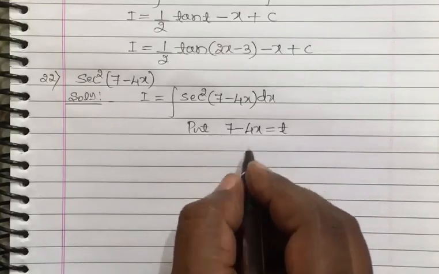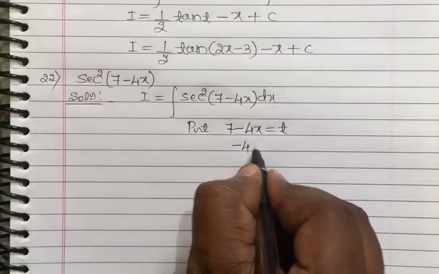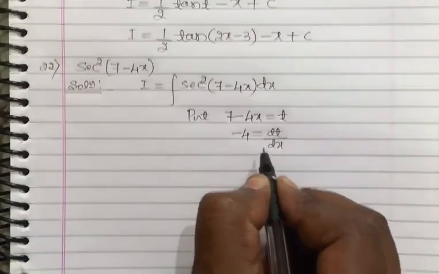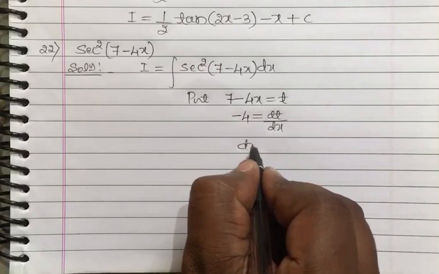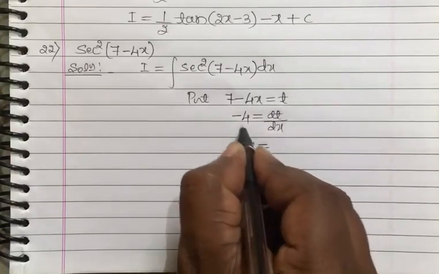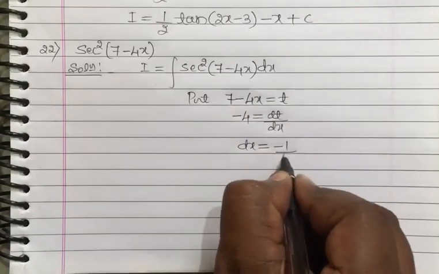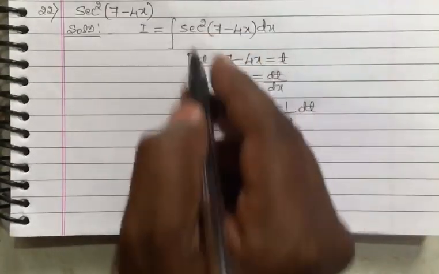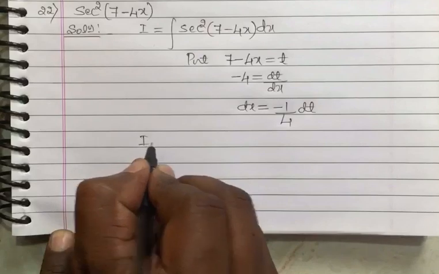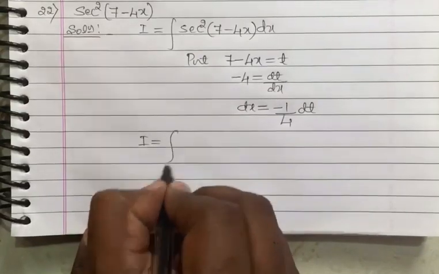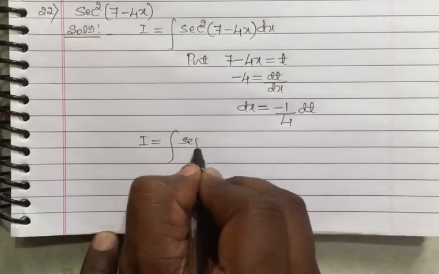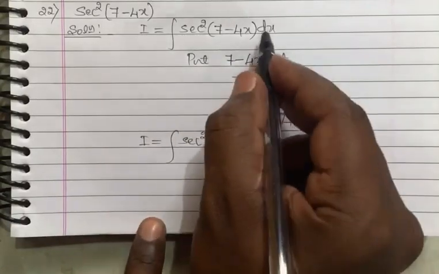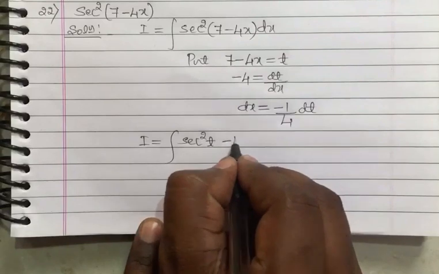Derivative of 7 will be 0. So we get minus 4, which is equal to dt by dx. So we need only dx. So I take dx to the LHS and minus 4 to the RHS. It becomes minus 1 by 4 dt. So rewrite the integral: I is equal to integral secant square, this will be t. Then what is dx now? Dx will be minus 1 by 4 dt.